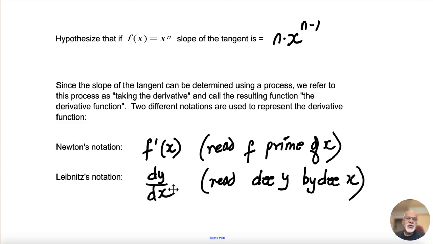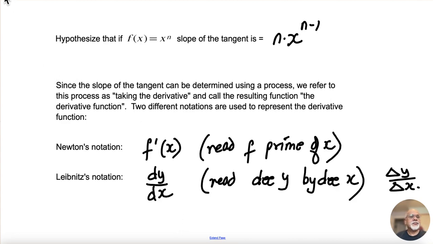This kind of makes more sense intuitively because we're talking about slope of a tangent. Dy by dx is like a slope thing. It's like rise over run that you learned in earlier grades. And so this is just like delta y over delta x, change in y over change in x. So instead of using the delta symbols, we just wrote dy by dx.